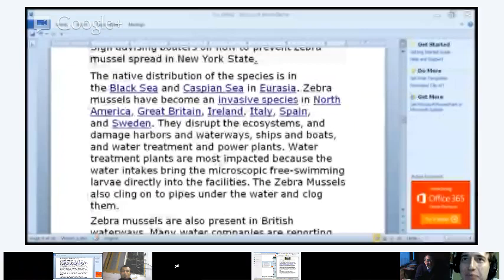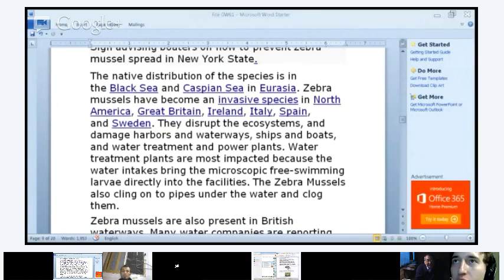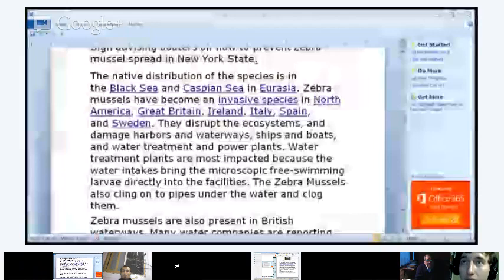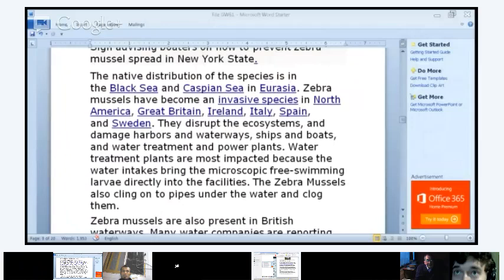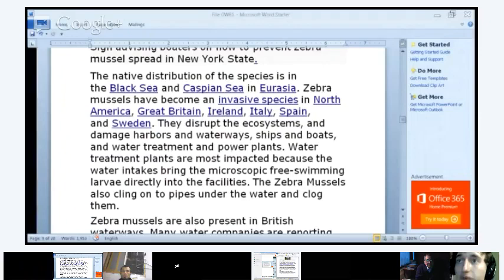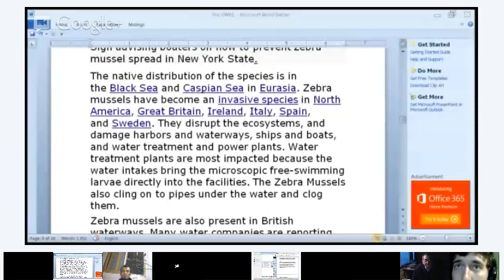The native distribution of the species is in the Black Sea and Caspian Sea in Eurasia. Zebra mussels have become an invasive species in North America, Great Britain, Ireland, Italy, Spain, and Sweden. They disrupt the ecosystems and damage harbors and waterways, ships and boats, and water treatment and power plants. Water treatment plants are most impacted because the water intakes bring the microscopic free-swimming larvae directly into the facilities. Zebra mussels also cling onto pipes under the water and clog them.